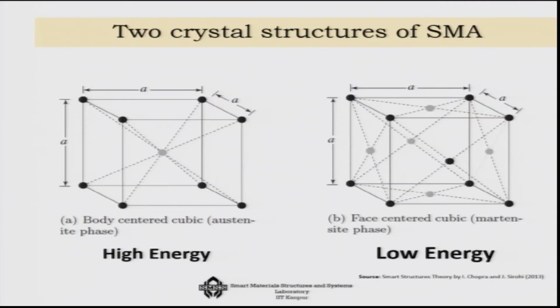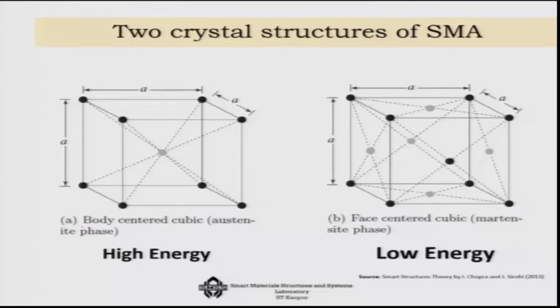We were talking about the parent phase or austenite phase and the martensite phase, and each phase has its own typical crystal structure. At the austenite phase, that is the high energy, high temperature phase, the crystal structure is body centered cubic, or BCC, and it is a cubic crystal structure, as you can see that in this unit cell all these are of the same size. So, it is a perfectly cubic structure.